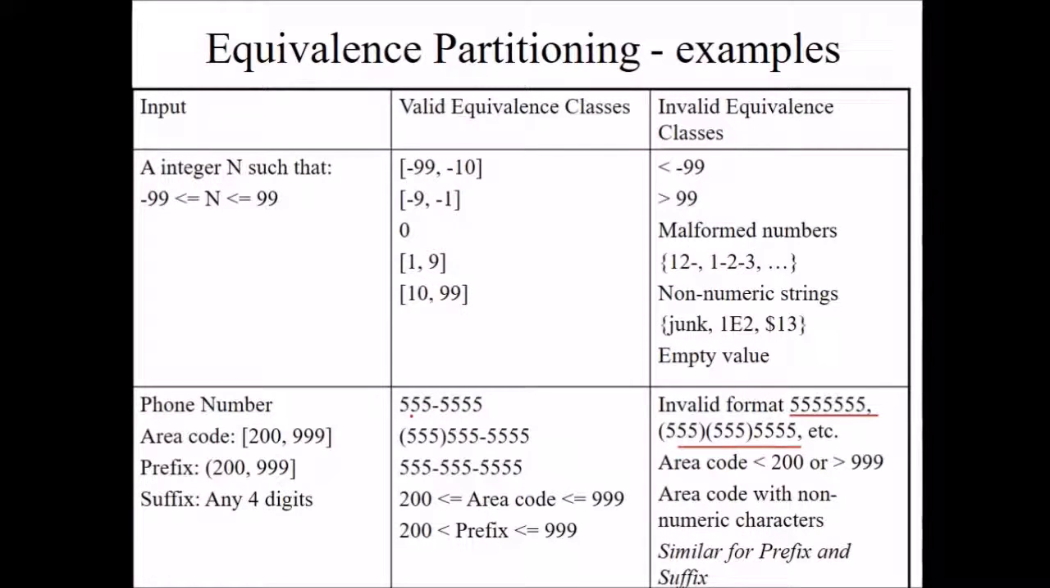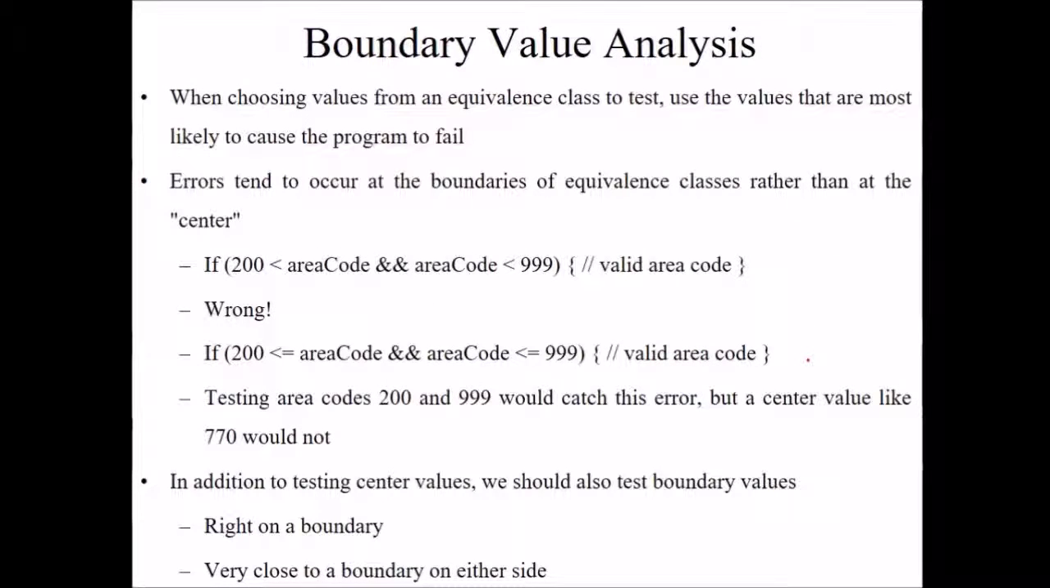If you have been given that the phone number has to be like this, area code has to be like this, it has to be like this, you cannot change it. Now, area code with non-numeric character, the logical reasoning goes like that only, which I discussed here. So now coming to the second aspect of black box testing, we have seen equivalence partitioning.